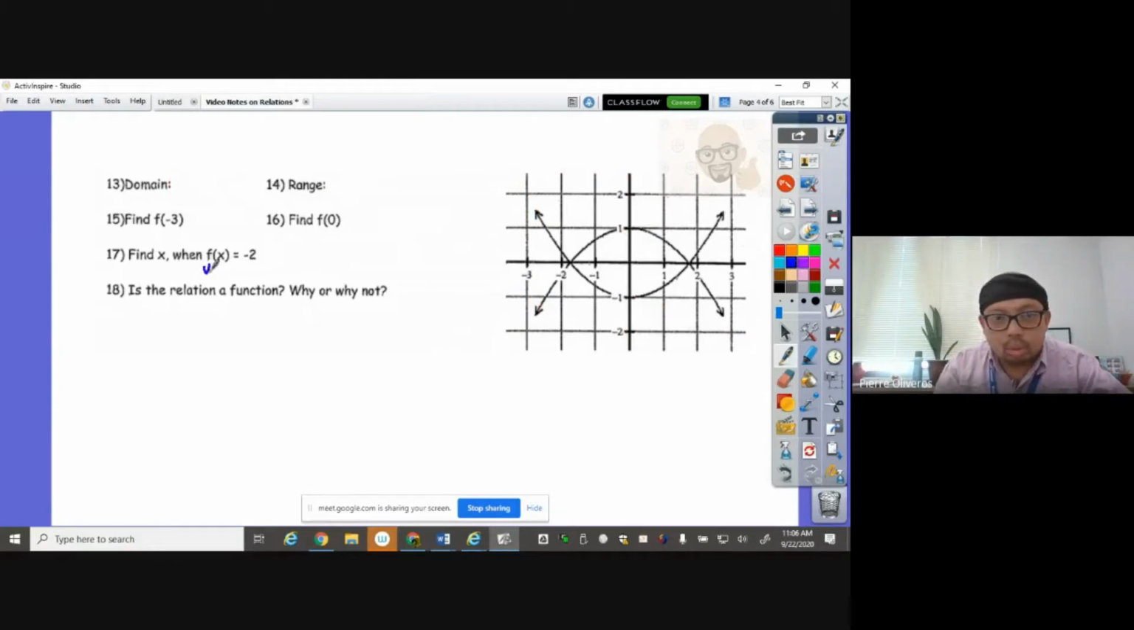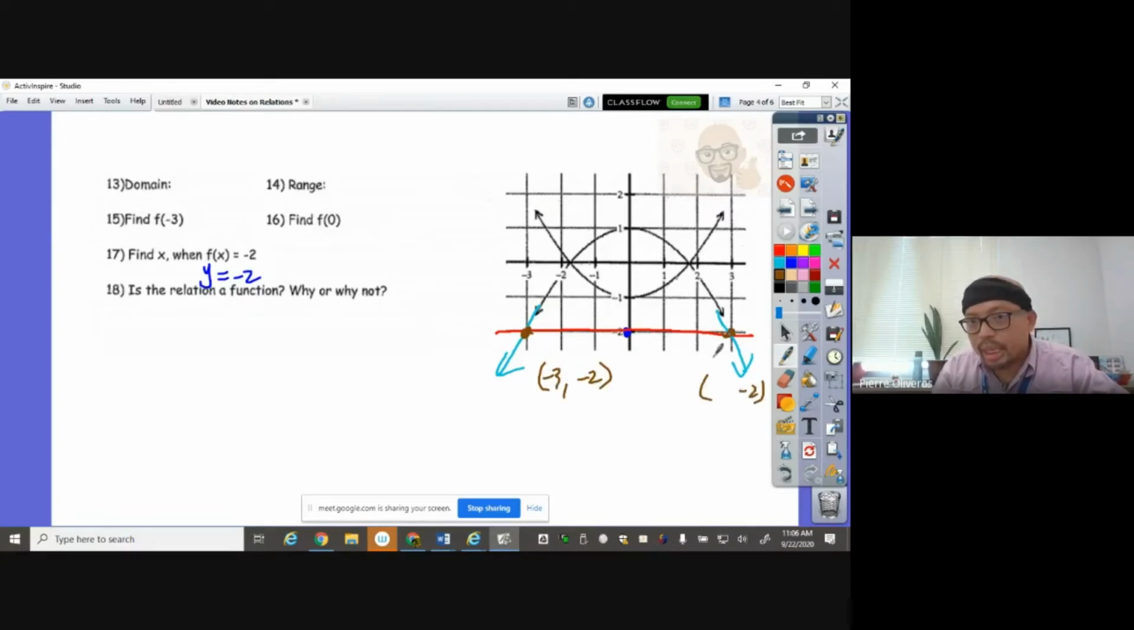Find x when f of x is equal to negative 2. So again, the meaning of that one, y is equal to negative 2. If y is negative 2, it is right here. Draw a horizontal line. And remember, this graph will keep going, and this one's going to keep going. Those points are, this is definitely negative 2, that is negative 3, comma, negative 2 on the y, and that is 3, comma, negative 2. So therefore, the values of x are negative 3 and positive 3.